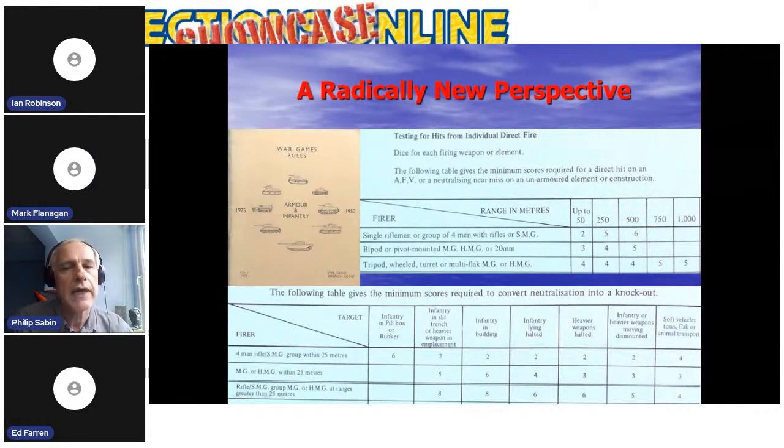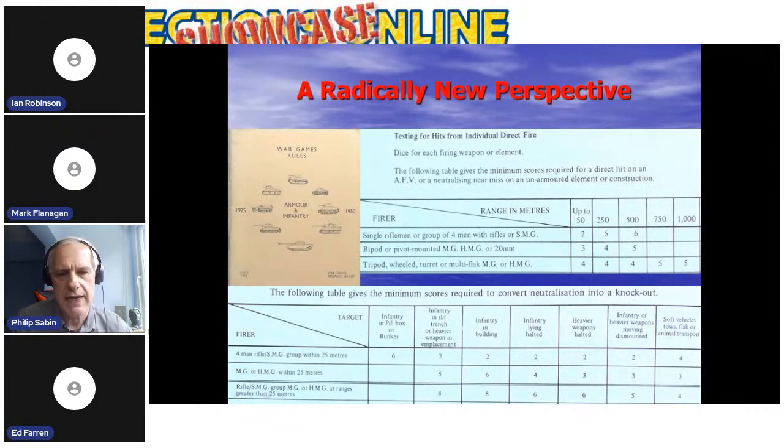But that is not to kill. This is crucial. That is to neutralize or to pin down. If you succeed in hitting, you will stop the enemy that you've targeted moving or firing the next turn. But you will not necessarily destroy them. That's what the second table is about.